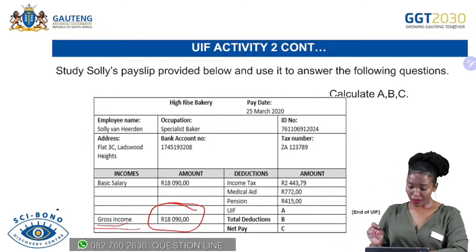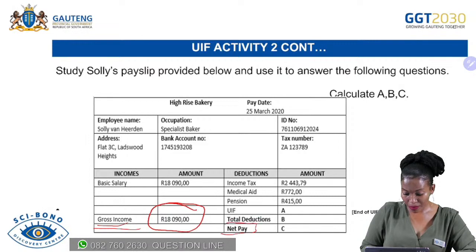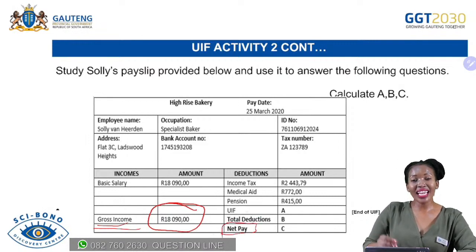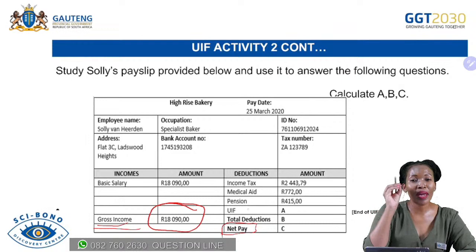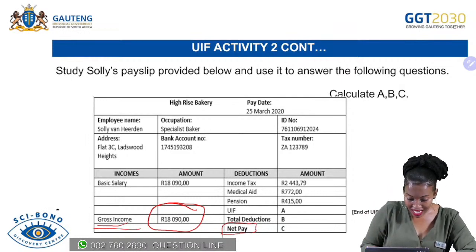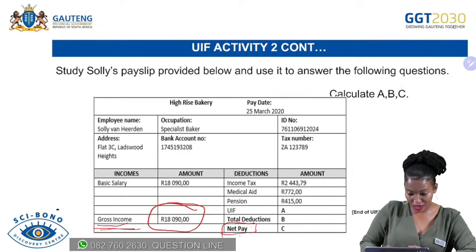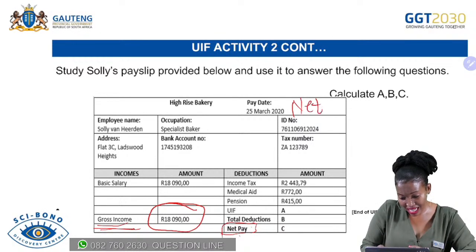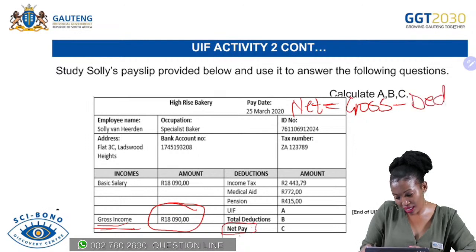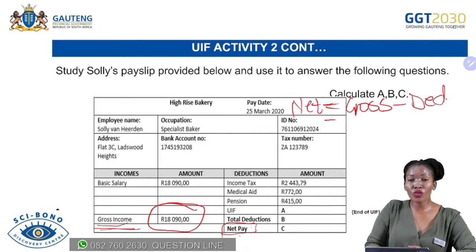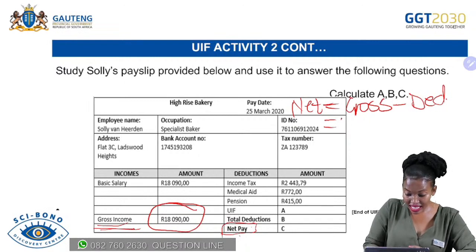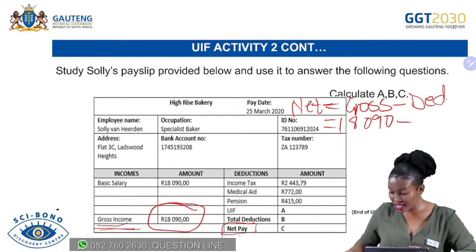And then we have your net pay. What is your net now? Your net is the salary that will go into your bank account. Net means it is your gross income minus your deductions. So net is equal to your gross minus your deductions. If you wanted to calculate your net, in this case, your gross is 18,090 minus, what is your total deductions then?